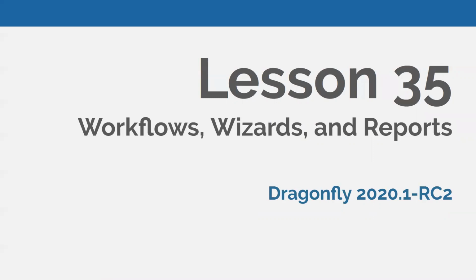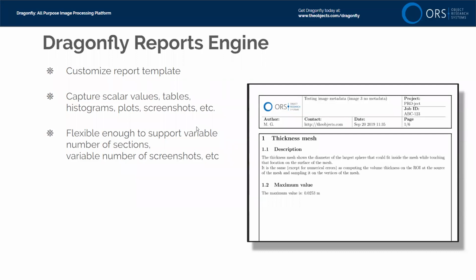Now, we're going to talk about some new concepts, some things we haven't looked at before. We're going to talk about the reporting engine and what Dragonfly 2020.1 does for creating reports. And we're also going to talk about how you can enable workflows, or maybe I should say how we enable workflows with our wizards infrastructure. So first, I want to talk about the reports engine.